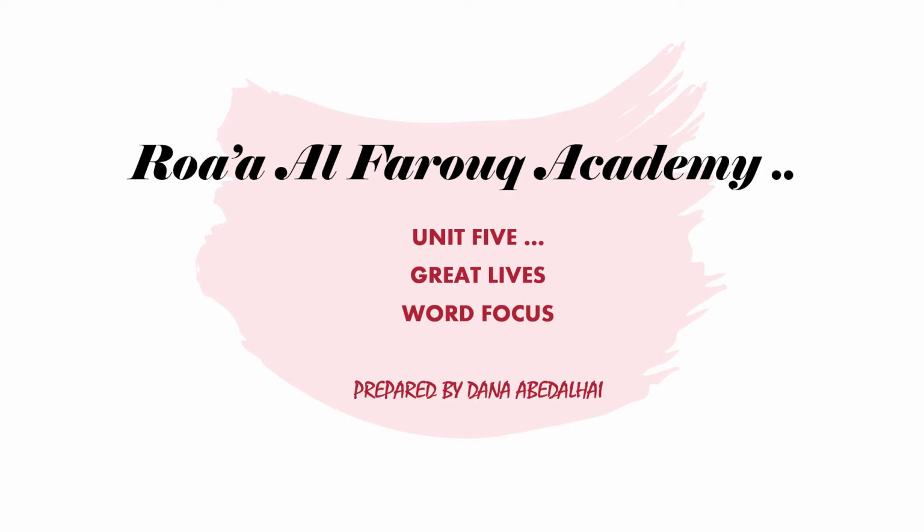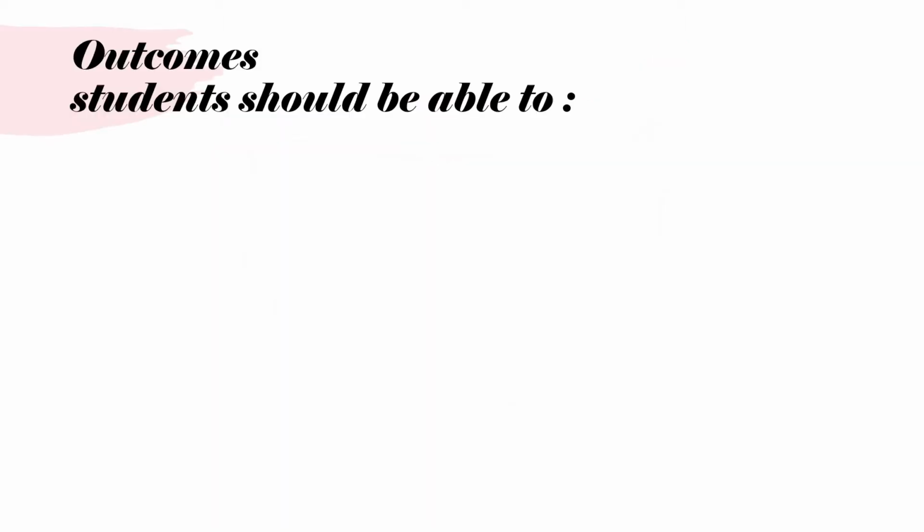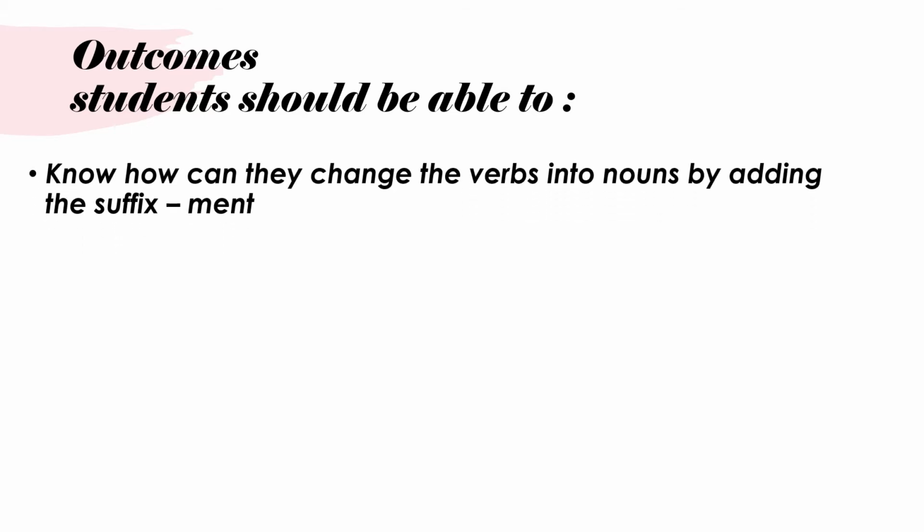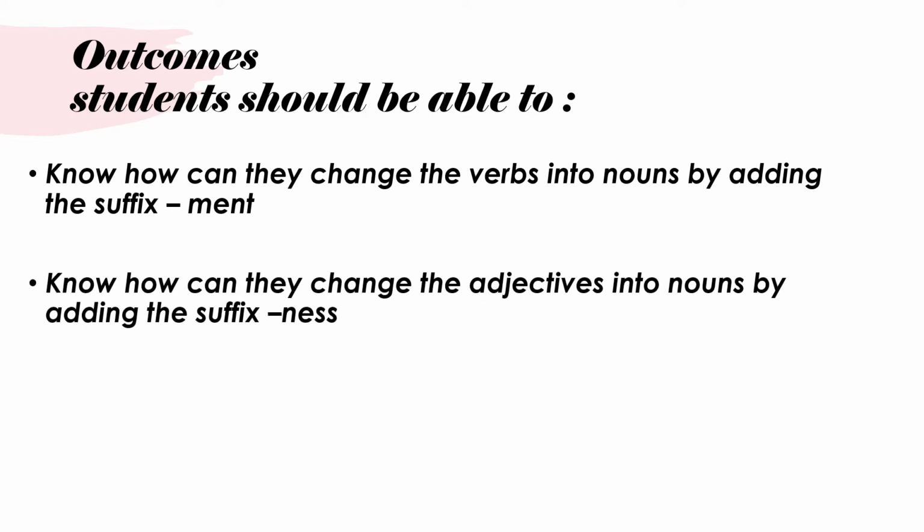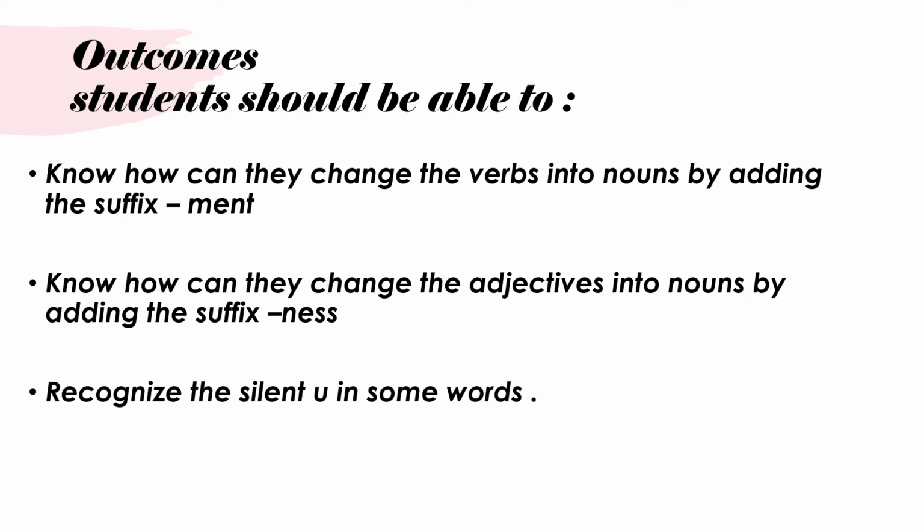So, let's start. The outcomes of our lesson today: students should be able to know how they can change verbs into nouns by adding the suffix ment, and how they can change adjectives into nouns by adding the suffix ness, and recognize the silent U in some words at the end. Answer the questions on Students' Book, page 51.